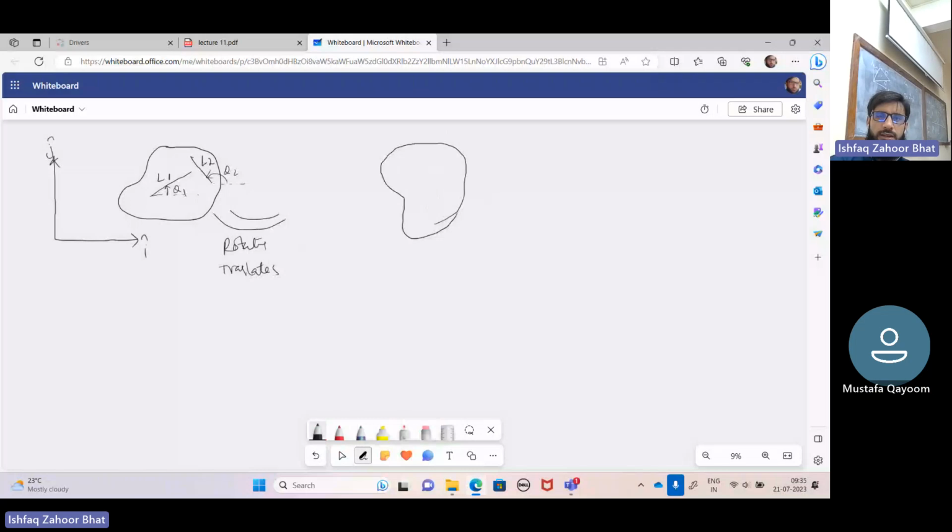Since L1 and L2 are also attached to it, L1 has rotated like this. This was the original L1 and this is the new L1, so this is the delta theta 1, the rotation made by this. And let this be L2 initially, and this is the L2 after rotation, and this is delta theta 2. This was theta 2. Are you getting my point?